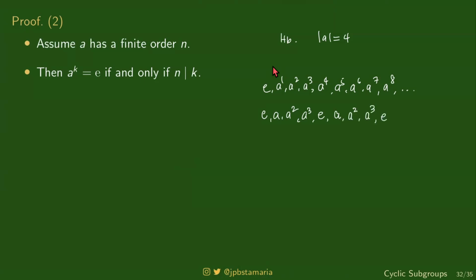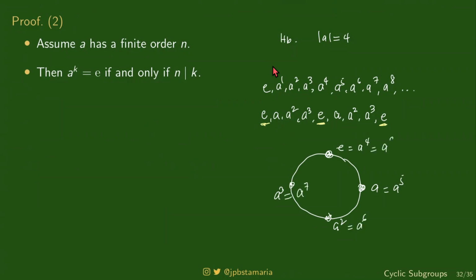Ang tanong dito, kailan bumabalik sa e? Siyempre dahil ang cycle mo ay 4, parang you can imagine a circle na may 4 na points: e, a squared, a cubed. Tapos babalik ka sa e. A to the 4th, a to the 5th, a to the 6th. Ganyan siya, ini-imagine. Naintindihan ba ninyo yung sinasabi ni Sir?